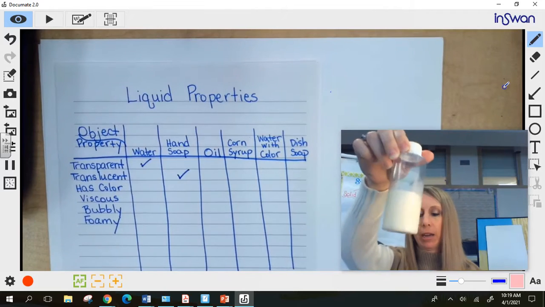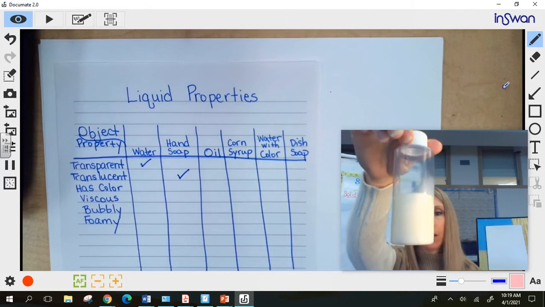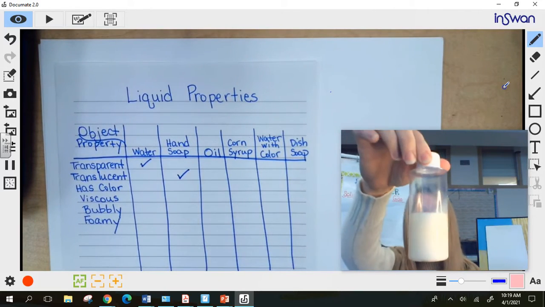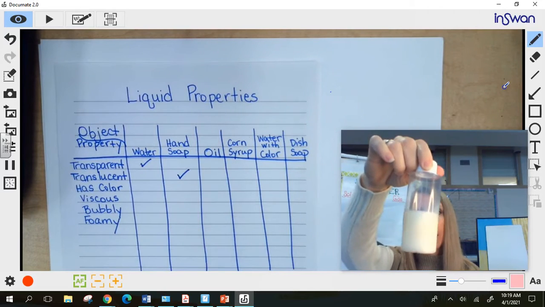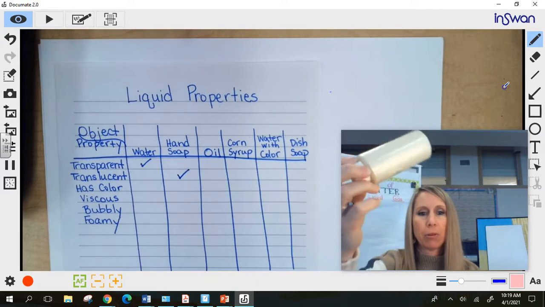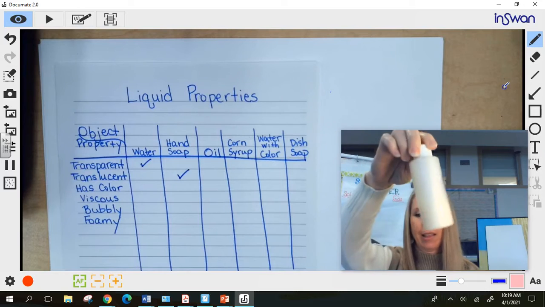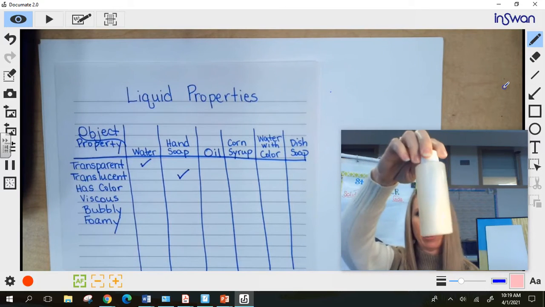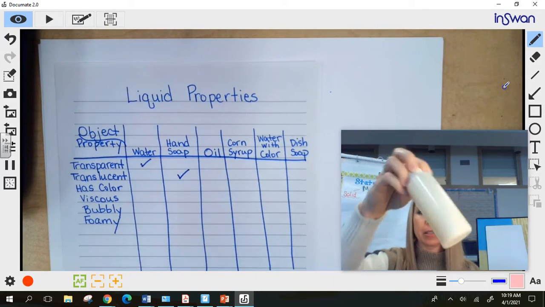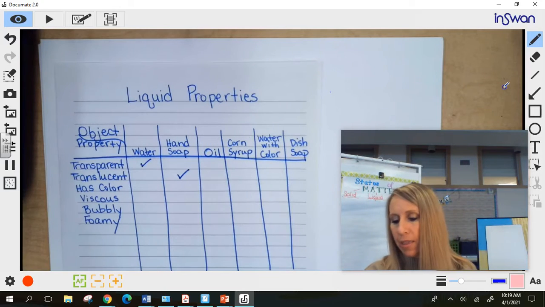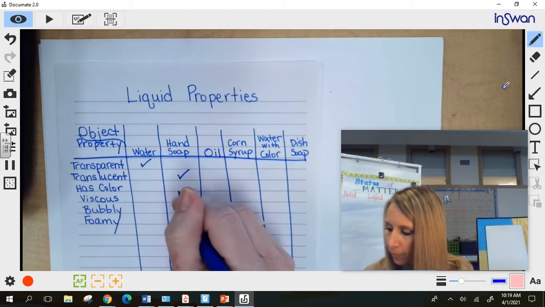Okay, let's talk about color. Do you see a color? I see white. It's not clear. It does have a white color. We also know that hand soap, that people can put lots of different colors in them. So we could say that it has color.